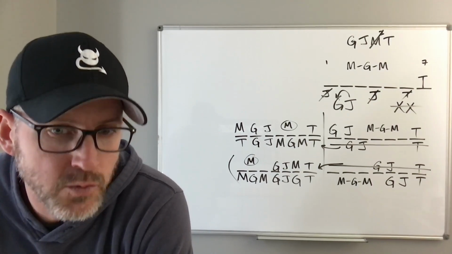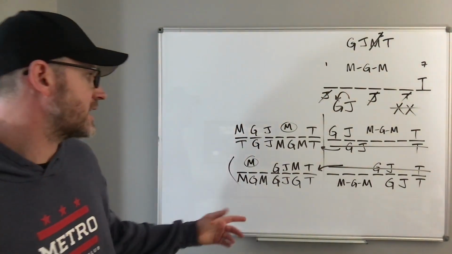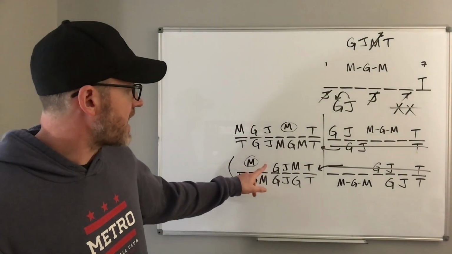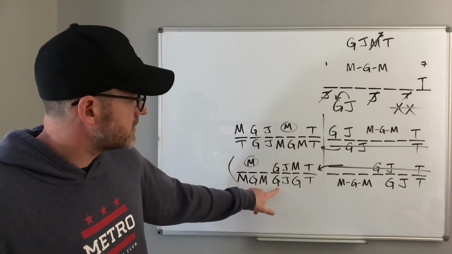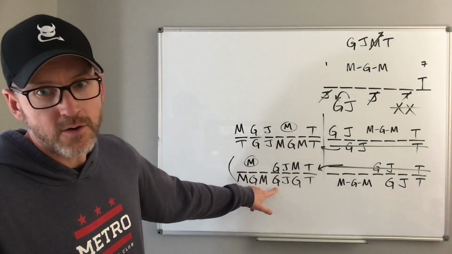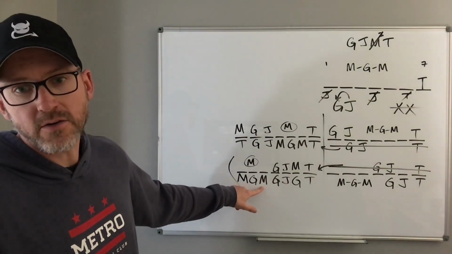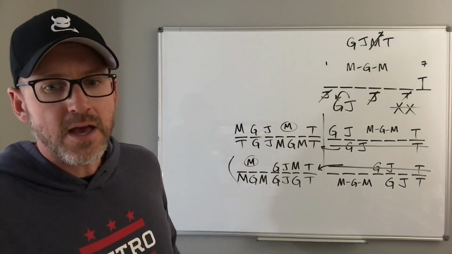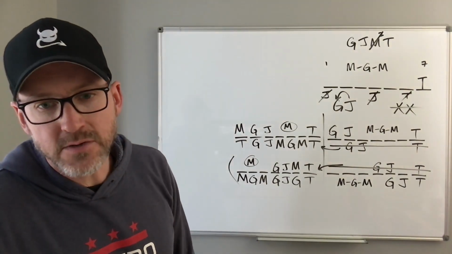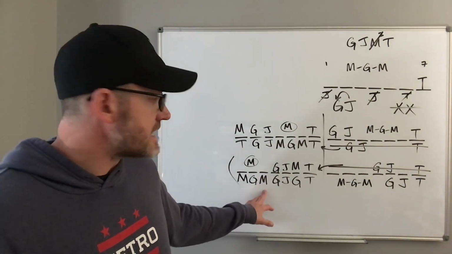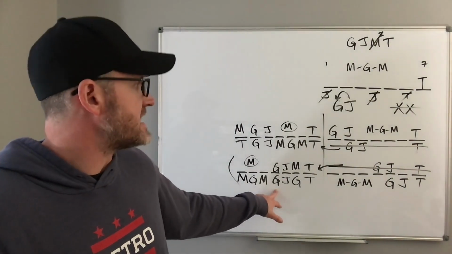How about B? Could we have JG? Well, we can't have JG because if M is in 3, then J going here would force G to go here, right? So that's not going to work. M can't go next to M, so C is out. D, I don't have T here.